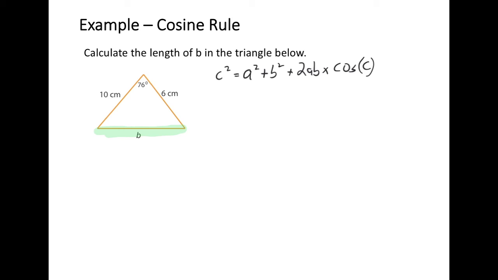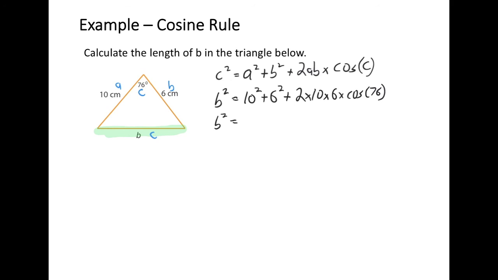What I'm going to do now is go ahead and label the information on my diagram. I'm going to label my missing side C and the opposite angle C. And then my two known sides will be A and B. So now I can go ahead and substitute that information into the formula. So c squared, I'm going to substitute in for my b value. So b squared is going to equal 10 squared plus 6 squared plus 2 times 10 times 6 times cos of angle C, which is equal to cos of 76.